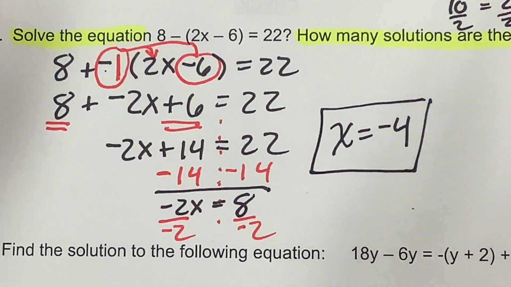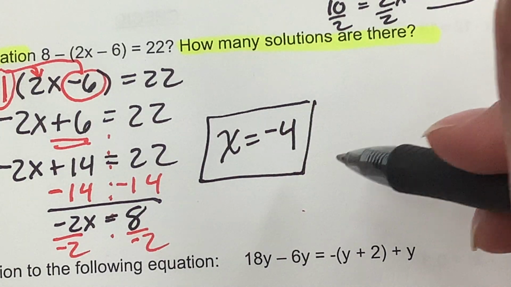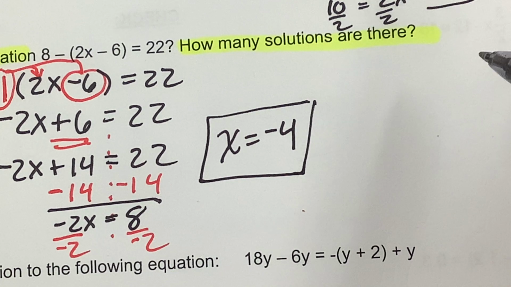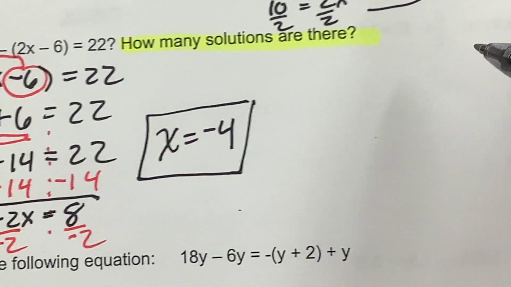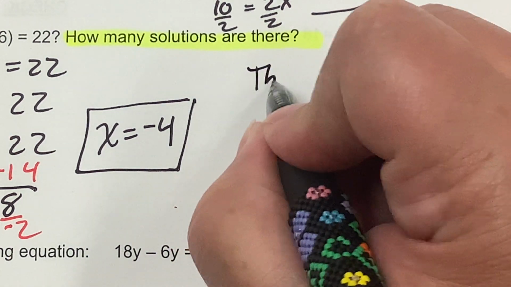How many solutions are there? That's the second part of the problem. Now, I know a lot of people would have gotten right here and stopped. Boom! But no, you have to do the other part. How many solutions are there? There is one solution to this equation.